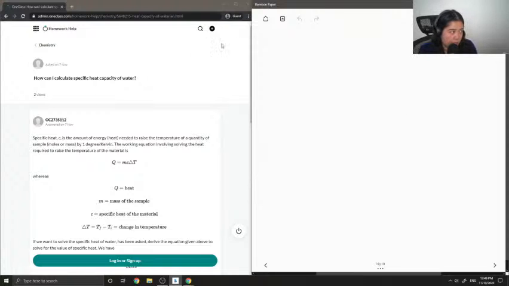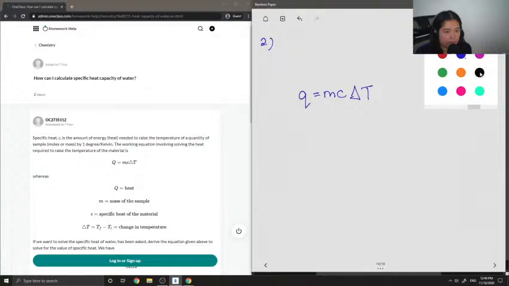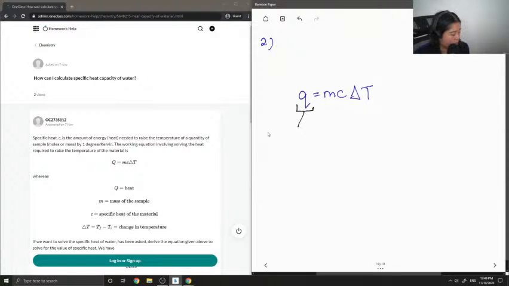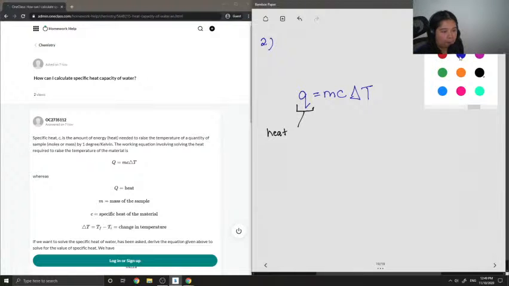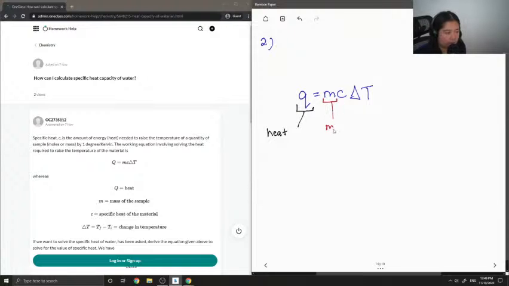Okay, so question number 2 asks, how can I calculate specific heat capacity of water? So I'm just going to write down the formula. Q is equal to mc delta T. Q is just the heat that is usually released or required. M is the mass of the sample.